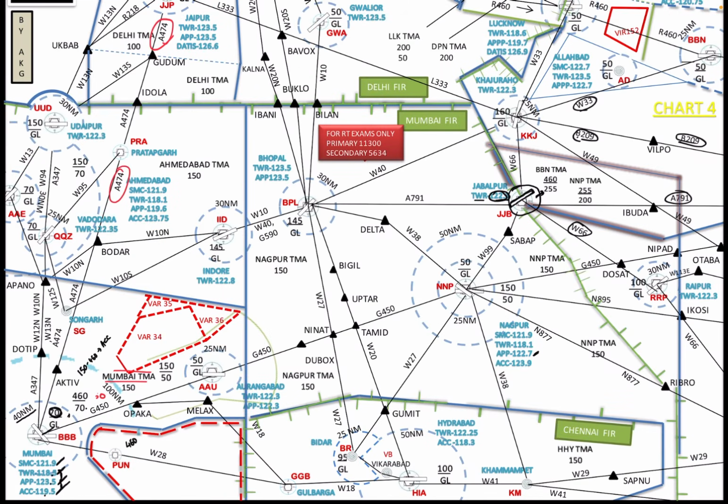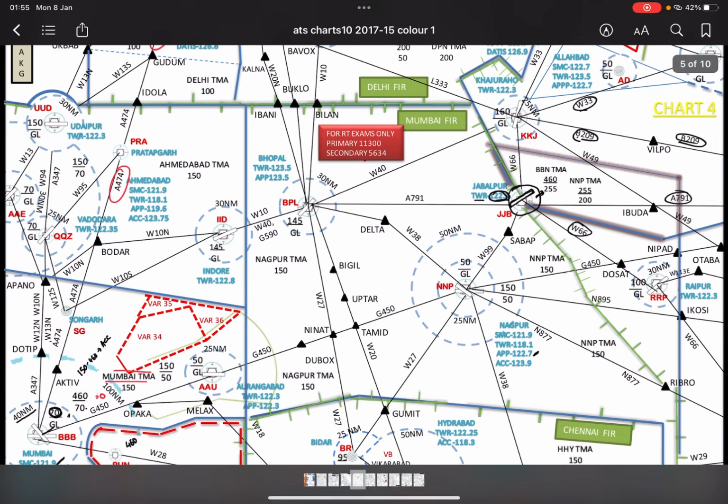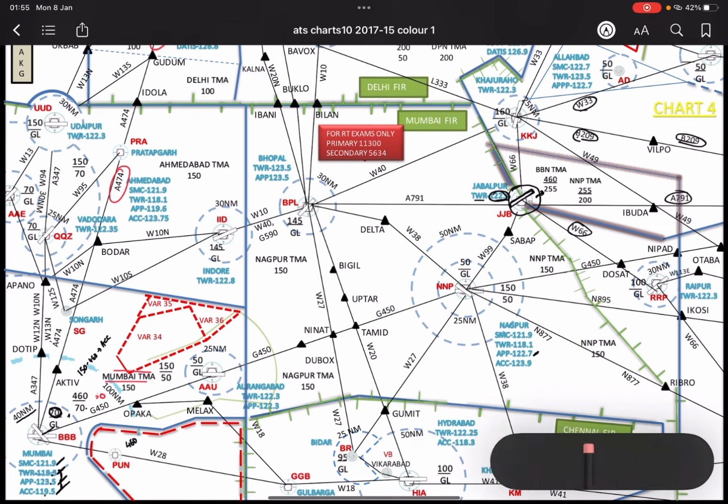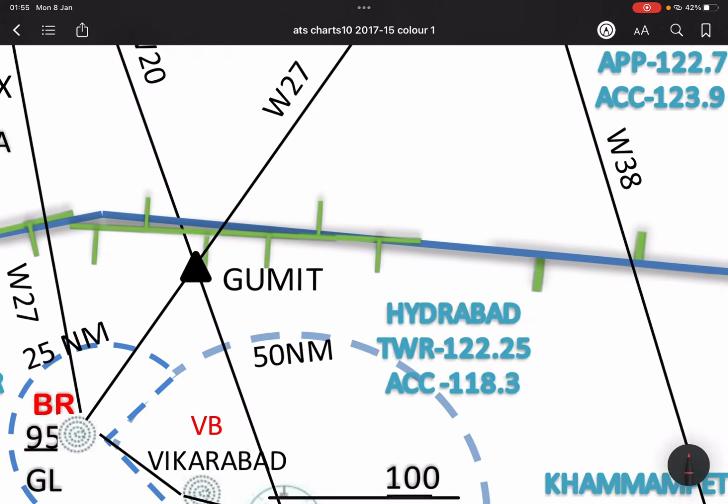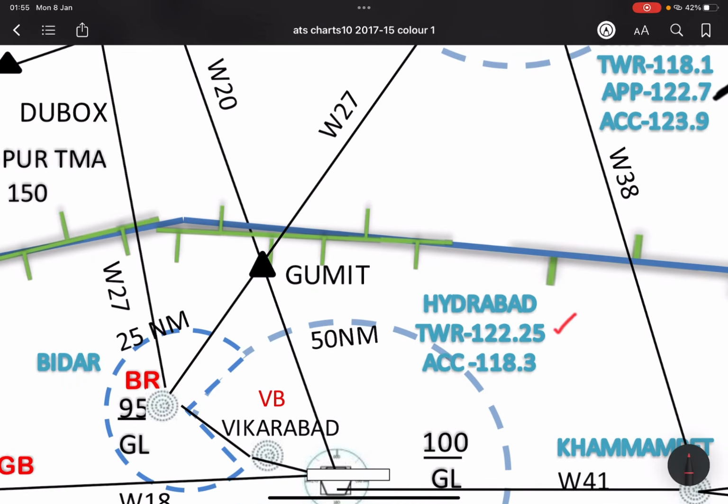Now see, a lot of places we will not have, like I said, a simple trick of knowing what all units are offered at an airport. We just look at what all frequencies are mentioned, right? Here you see what all is mentioned. Okay, look at it in terms of Hyderabad. In Hyderabad we have a tower and we have an area control, right? We have no approach.